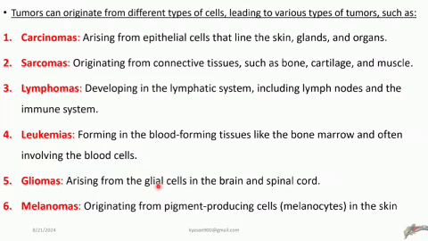If it's affecting the glia cells of the brain, we call that glioma. If it's the melanocytes of the skin, we call those melanomas. There are many different types based on the cell that you're talking about. I just summarized a few.